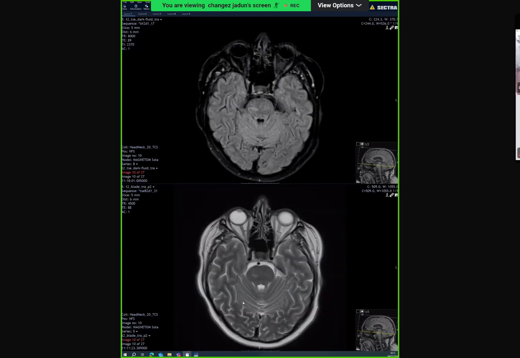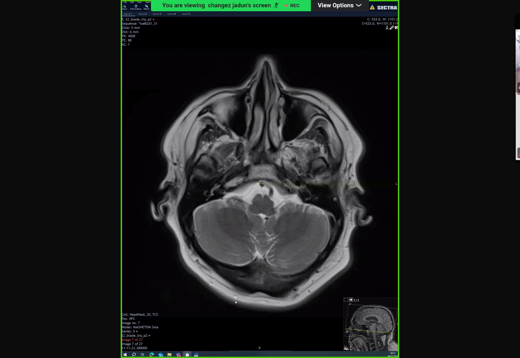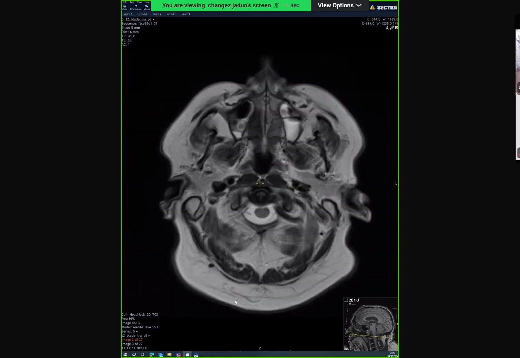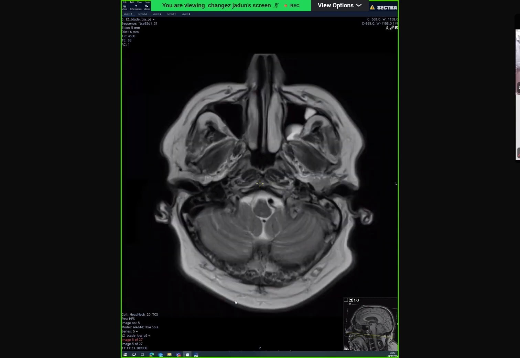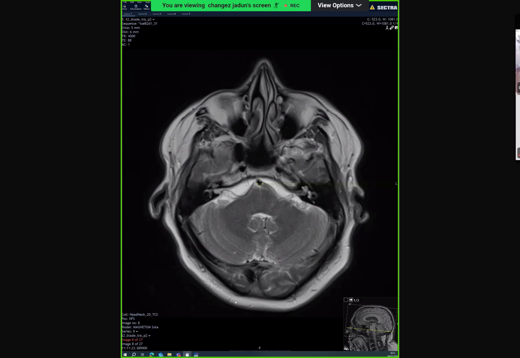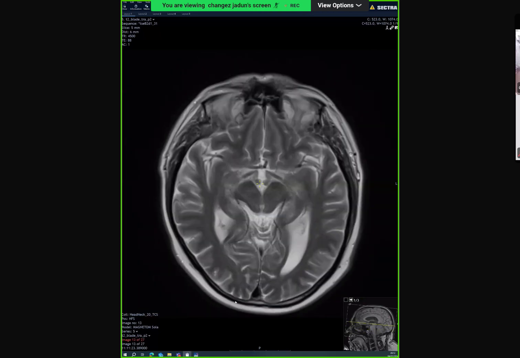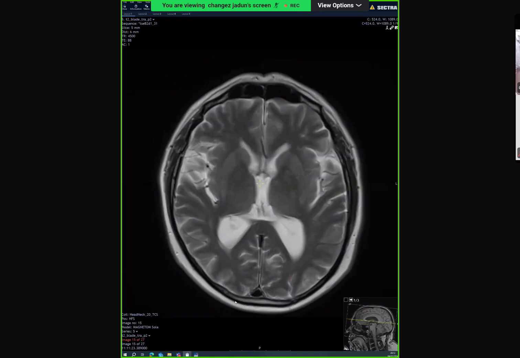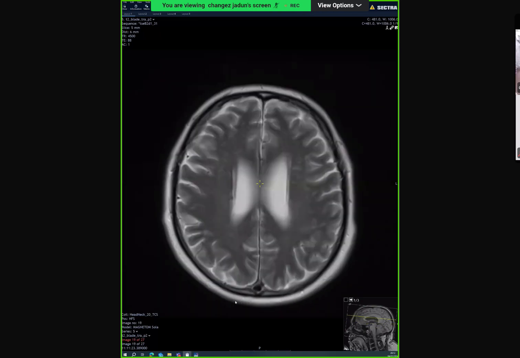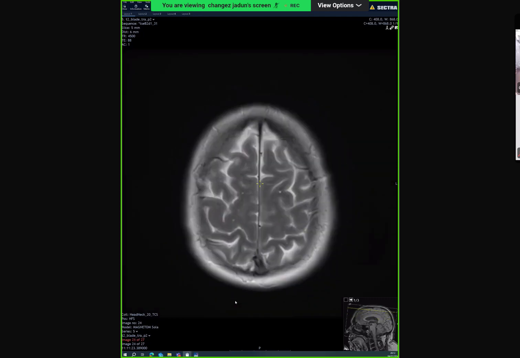Okay, I will show you the T2 as you asked for. Yeah, the flow void of the left transverse sinus is lost, I think. But other dural sinuses seem okay.